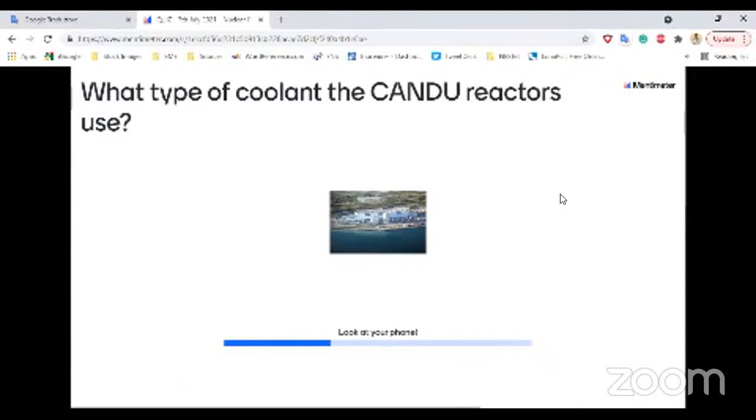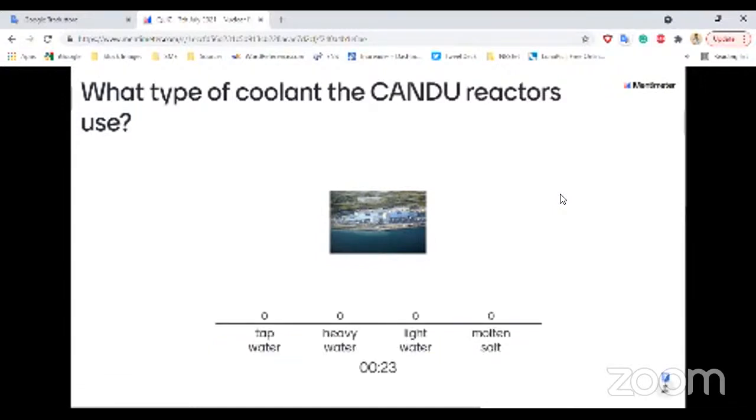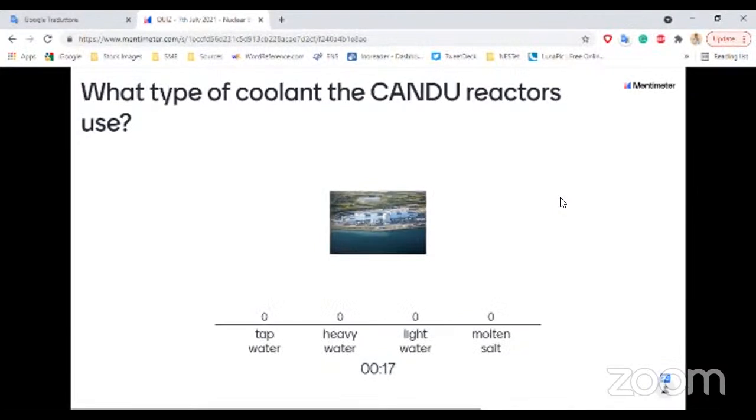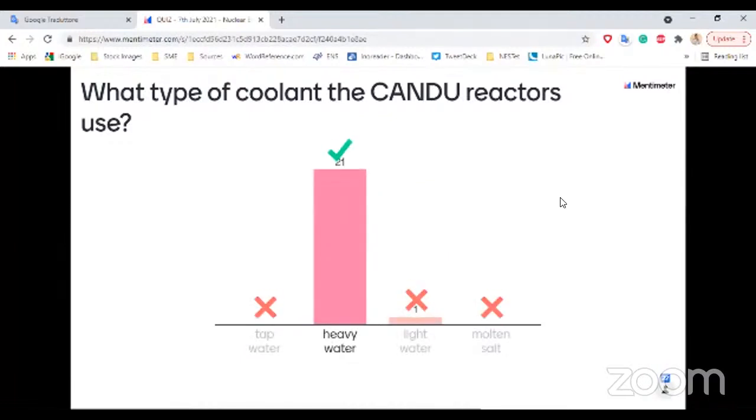What type of coolant do the CANDU reactors use? Tap water, heavy water, light water, or molten salt? Well, there are two answers missing. Okay, everyone has voted. And yes, it's heavy water, the correct answer. Then let's see, question number 15.